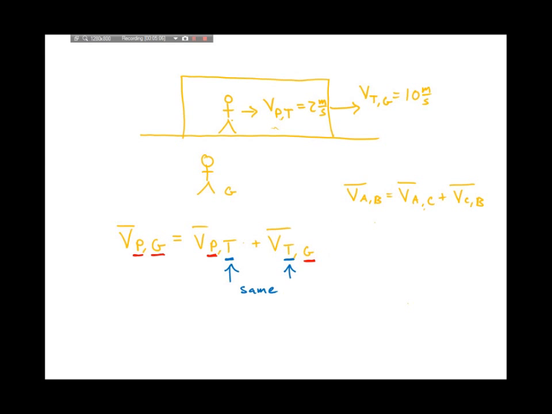Now, let's just go ahead real quick and plug these numbers in. We should see that this is going to make sense. The velocity of the passenger with respect to the train is 2 meters per second. The velocity of the train with respect to the ground is 10 meters per second. And we see that we do in fact get 12 meters per second, as the equation was designed.